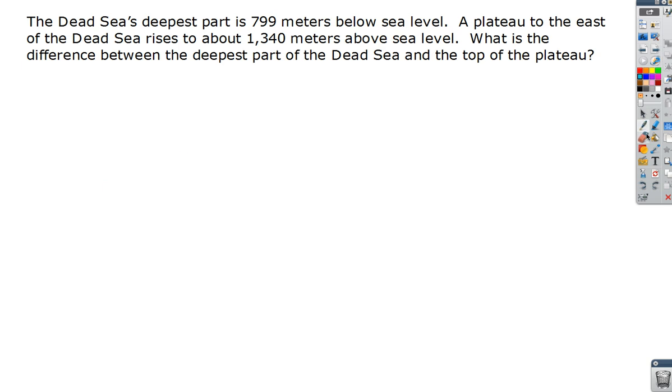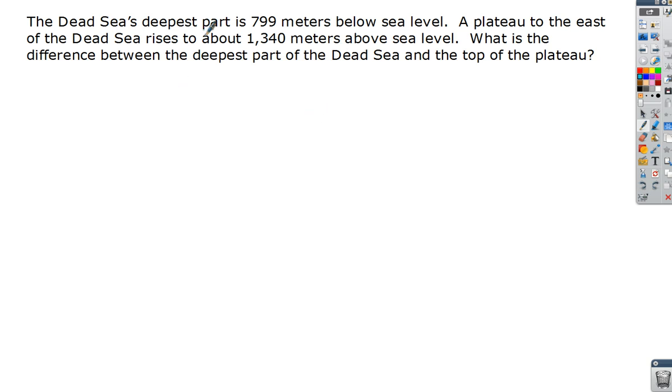Okay, so our next problem is the Dead Sea's deepest part is 799 meters below sea level. A plateau to the east of the Dead Sea rises about 1,340 meters above sea level. What is the difference between the deepest part of the Dead Sea and the top of the plateau?